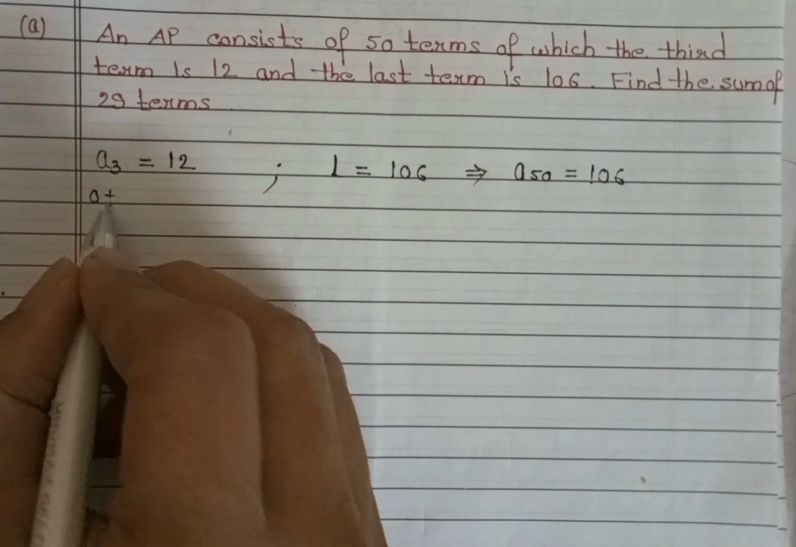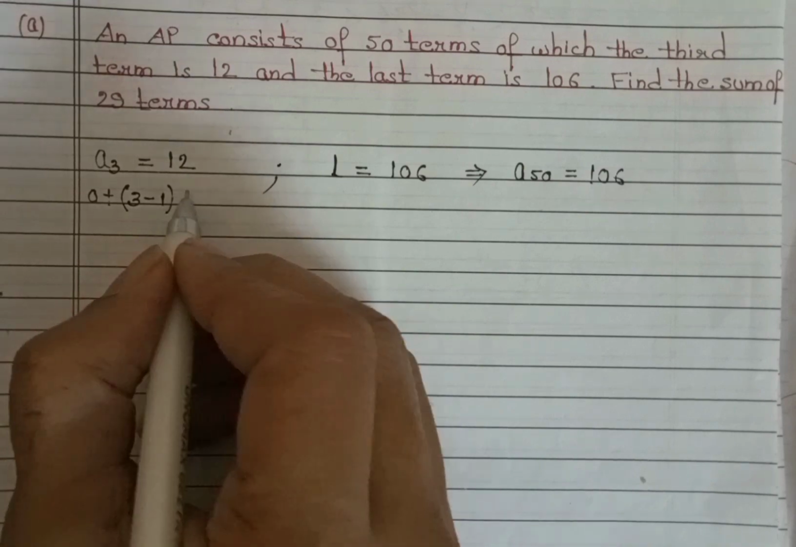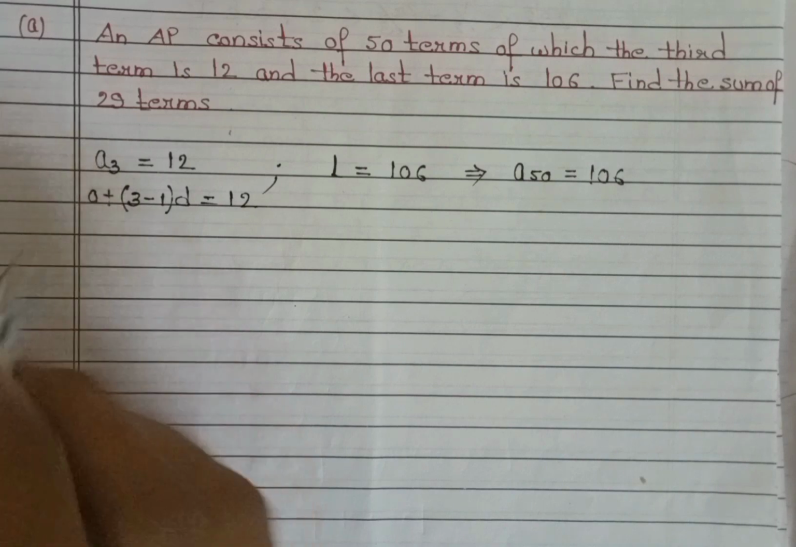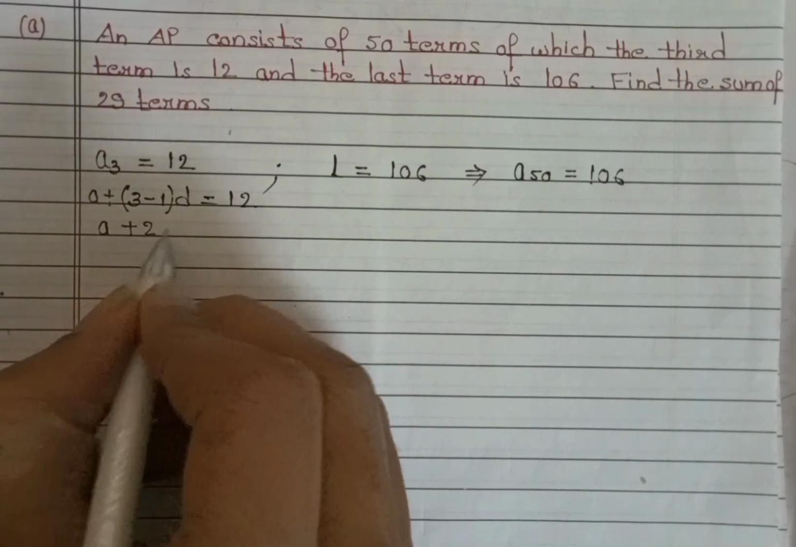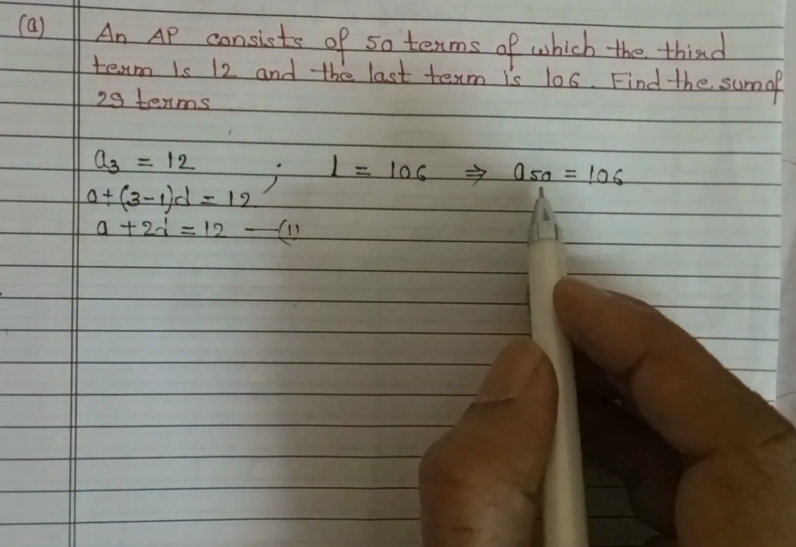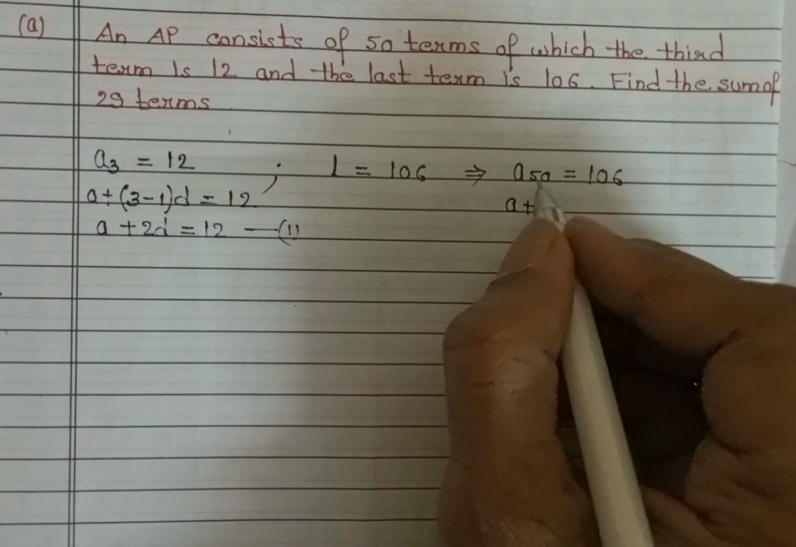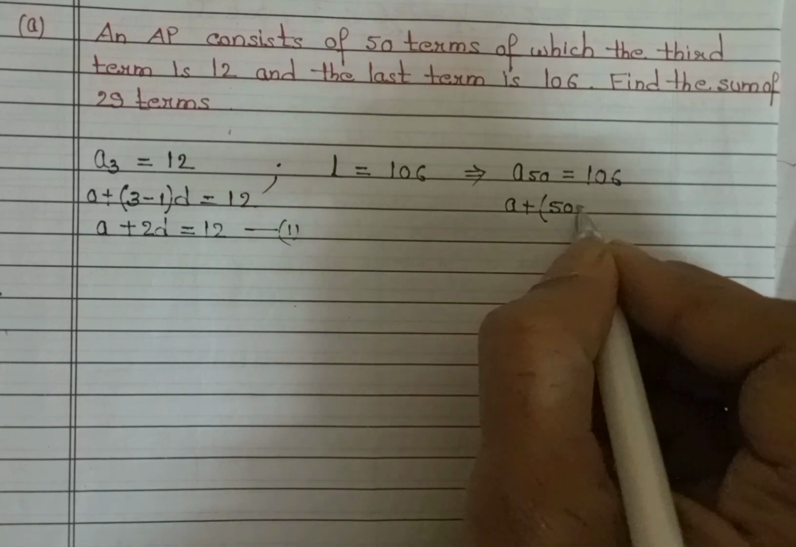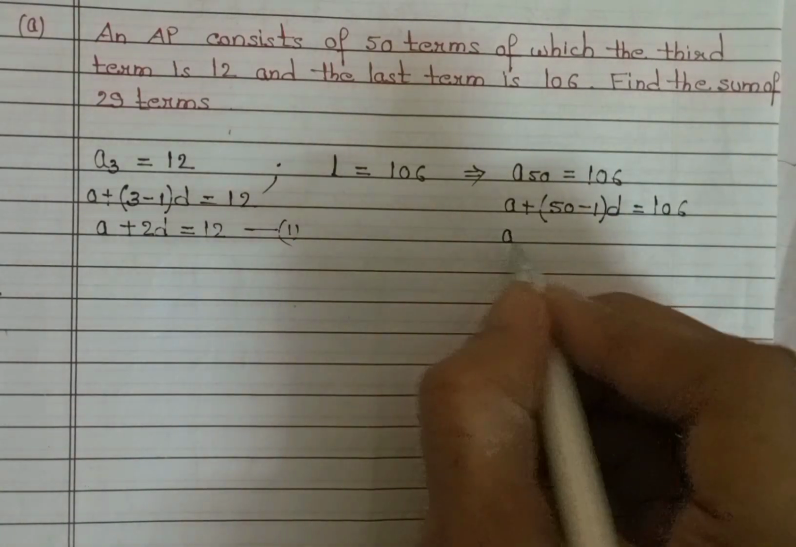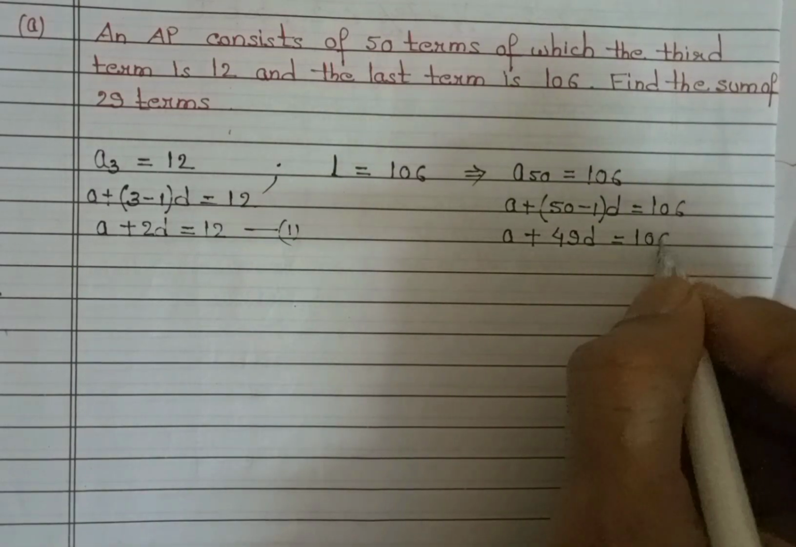It will be a plus (n minus 1) into d. Now n over here is the third term, so we have a plus 2d is equal to 12. That's the first equation. Then they have given us the 50th term, so the formula will be a plus, now n means 50th term, 50 minus 1 d is equal to 106. So we are getting the second equation as a plus 49d is equal to 106.